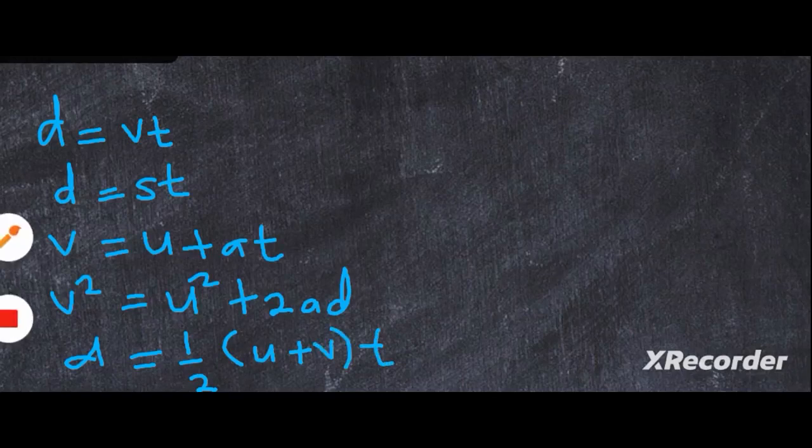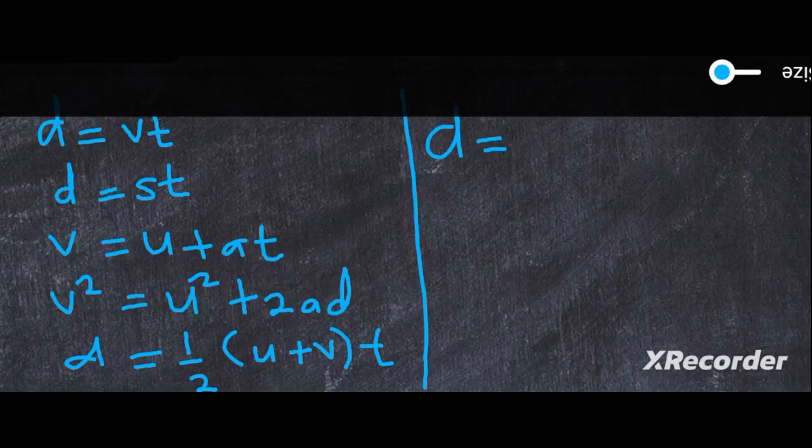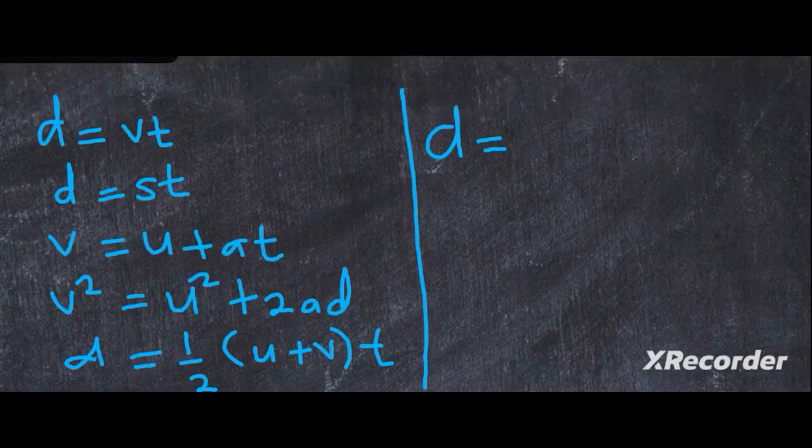We are going to rewrite this formula here. We are going to say distance is equal to, so instead of writing 1/2 times (initial velocity plus final velocity), we are going to rewrite it as average velocity times time. Average velocity times time.